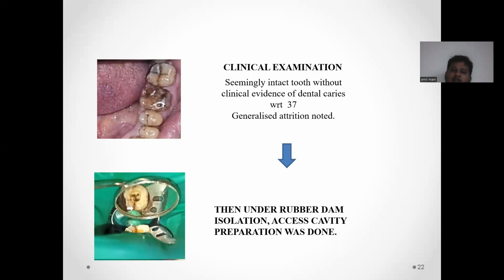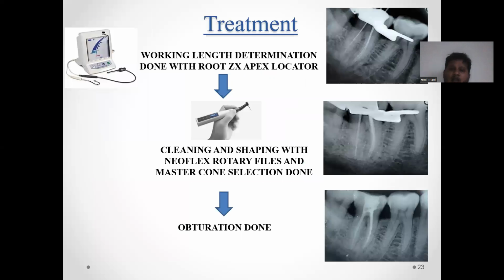On clinical examination, a seemingly intact tooth without clinical evidence of dental caries with respect to 37 was noted. Then under rubber dam isolation, access cavity preparation was done, and the same as with 47, working length determination and cleaning and shaping was done, and finally we obturated the canal.